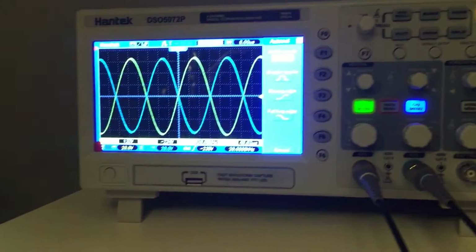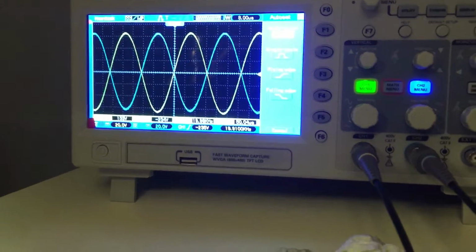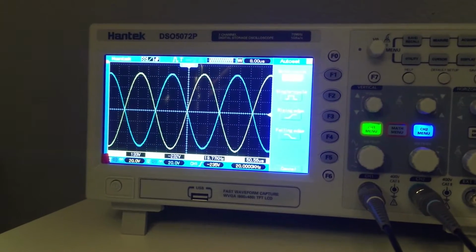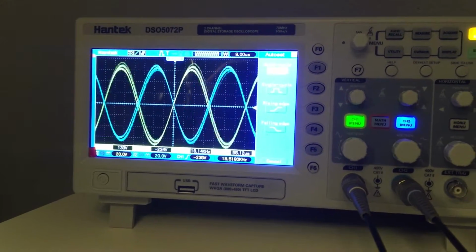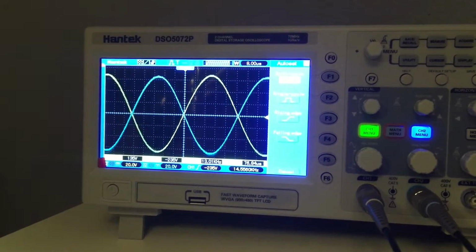If I change the frequency, which I will attempt to do, this is 15, 14, 13.